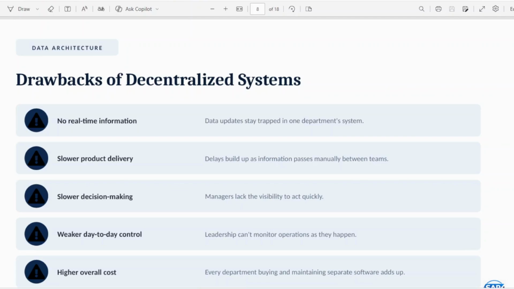Decision making all depends upon the management, so the management is also getting the information late. That's why decision making will also become late. Number four, there is weaker control because leadership cannot monitor daily operations properly. And number five, the overall cost becomes higher because every department is buying and maintaining its own separate software. So the company's cost will become very, very high.